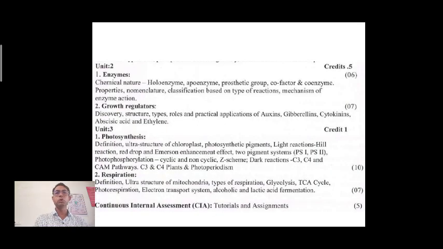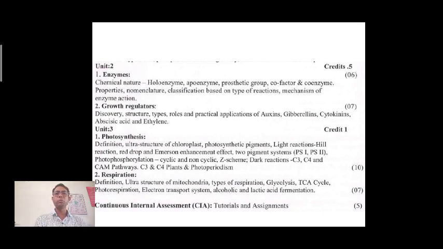Moving to unit number 2, it is related to enzymes, then growth regulators. These enzymes include the holoenzyme, apoenzyme, prosthetic group, cofactor, and the nomenclature and classification of enzymes. So it is the basics of all terms and terminologies related to enzymes.